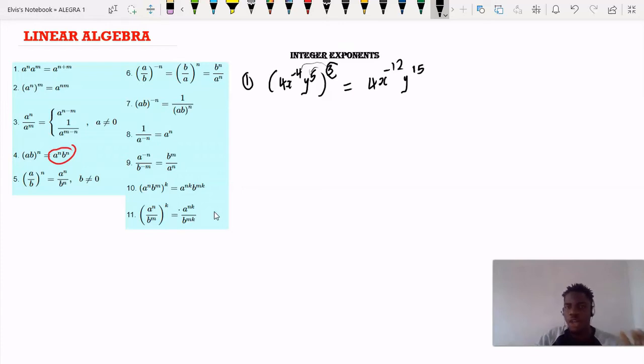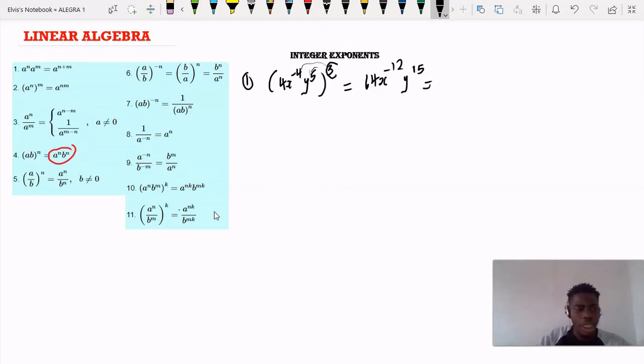Now guys, make sure you don't forget this 3 is also going to multiply this 4. So this is going to be 4 raised to the power of 3. 4 raised to the power of 3 gives us 64. So instead of having 4, we are going to have 64. Let me erase this, because we have a constant 4. So it's 4 raised to the power of 3, which is 64. So we have 64s raised to the power of -12, then multiply y raised to the power of 15.